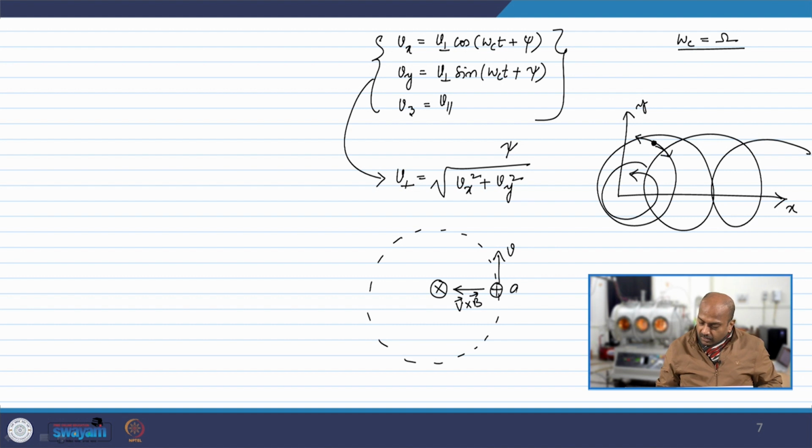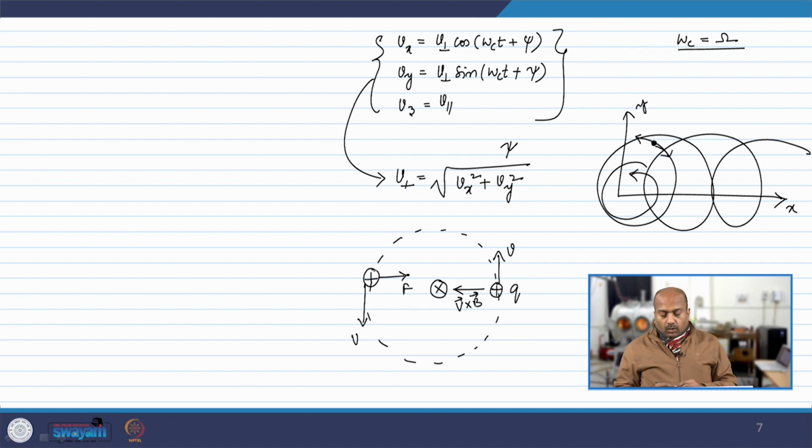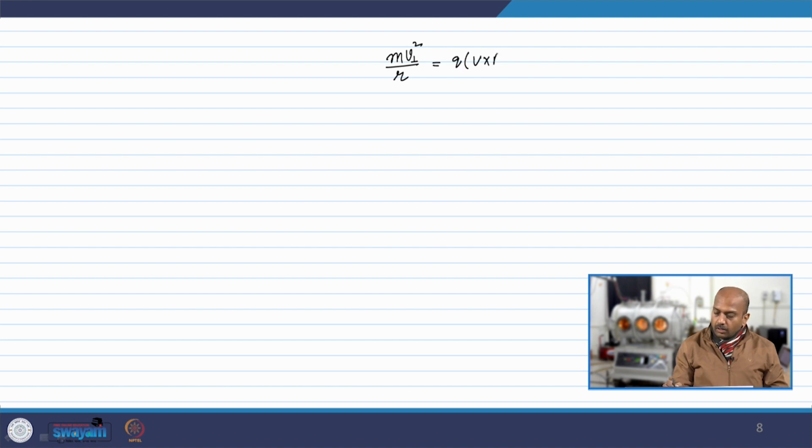Now, the particle's charge is, let us say, q. So at any point the force is acting inward, and the velocity is like this, right. So the particle is not falling into the center, right. So there is a balance. What is the balance? The centrifugal force is balancing the Lorentz force. So m v squared by r, that is m v perpendicular squared by r, is q times v cross B, or we can simply write q v B because we have taken a perpendicular configuration.